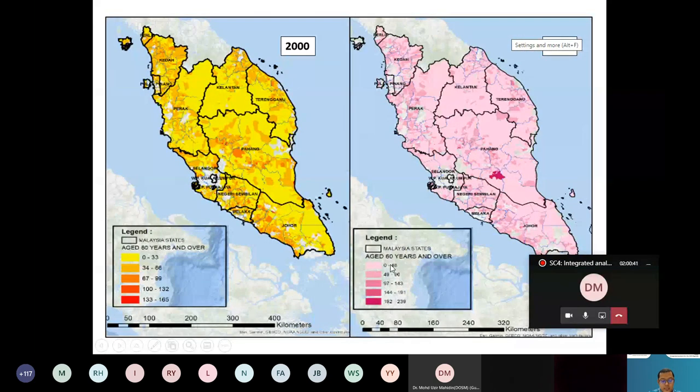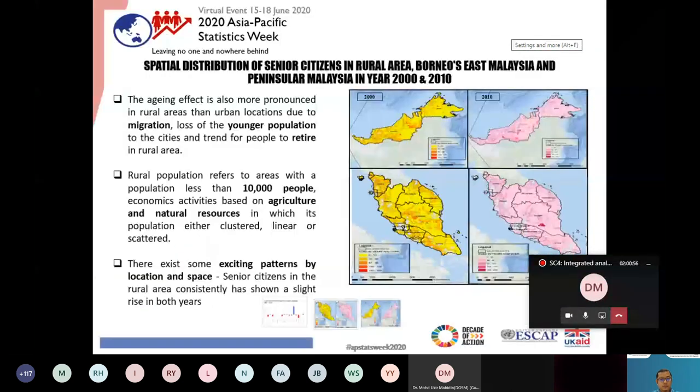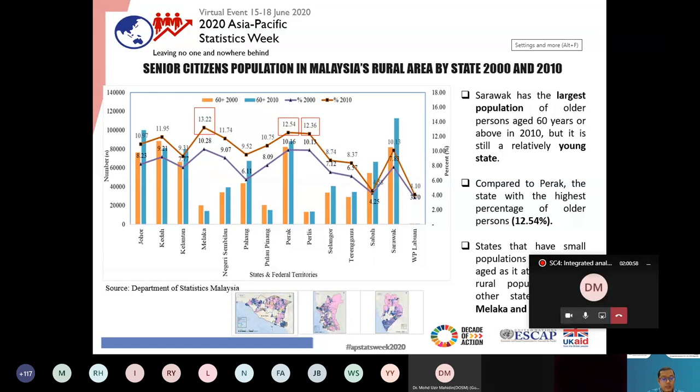From the map, we can see the concentration of senior citizens in Malaysian rural areas through changing patterns in the monochromatic color scheme in the map. The hollow refers to the urban area and the color scheme refers to the rural area. The graph shows the comparison of the distribution of the senior citizen population by state and district in the years 2000 and 2010, and a related distribution pattern was also found in the 2010 census.